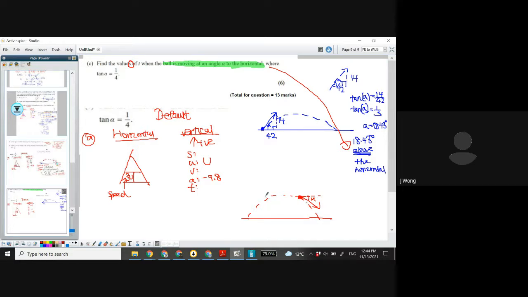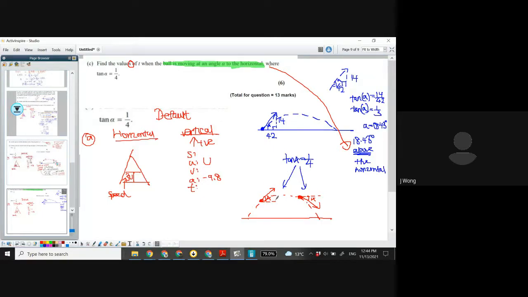That's why there are two positions that could fulfill this. One is when we are on our way going up, which is something like that. This is an angle alpha to the horizontal. Alternatively, it could be this one here, which is also angle alpha to the horizontal, because it could be above or below. They didn't tell us. So all they tell us is that if I attempt to solve this angle, tan alpha is a quarter.